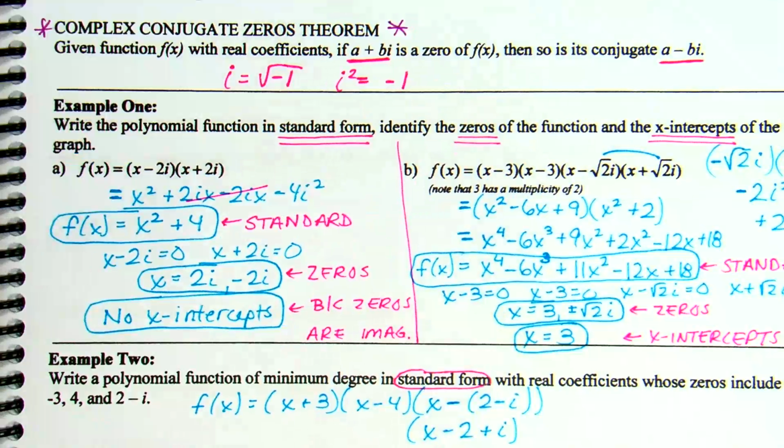Up top, did you guys see what I just started? Complex conjugate zeros theorem. Reread that. What did it say?